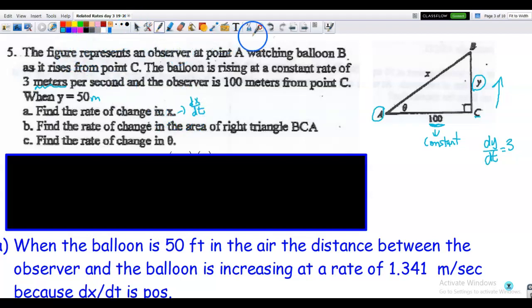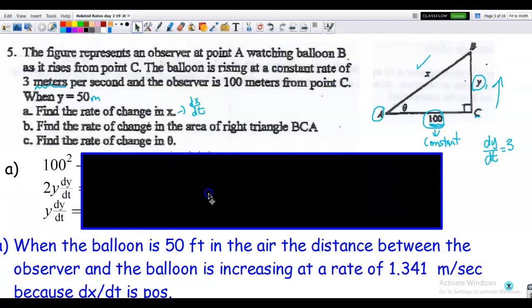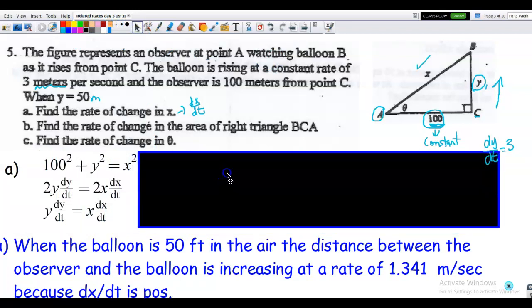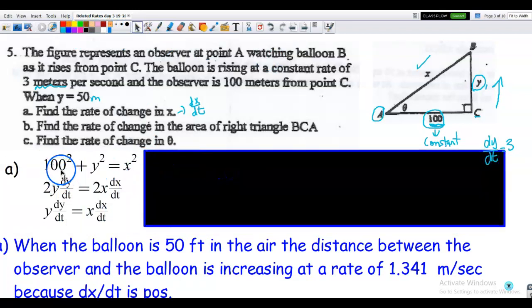So let's begin there. That's just going to be basic Pythagorean theorem. I can see that 100 squared plus y squared is equal to x squared. Classic Pythagorean theorem. So there is my Pythagorean theorem work. 100 squared, y squared, x squared. Take the derivative of 100 squared. That's a constant, so the derivative is 0. The derivative of y squared is 2y dy dt. The derivative of x squared is 2x dx dt. I can divide the 2's out on both sides to make my arithmetic smaller.